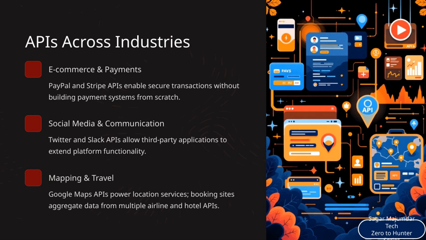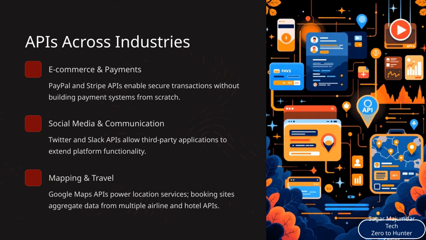Moving to social media and communication, APIs from platforms like Twitter and Slack enable third-party applications to extend their core functionality. This opens up a lot of possibilities for customization, automation, and integrating social features into other tools we use daily. And then, in mapping and travel, Google Maps APIs are crucial for powering location-based services. Whether you're booking a trip or finding your way around a city, these APIs help aggregate data from multiple sources, like airlines and hotels, making travel planning more seamless and integrated.